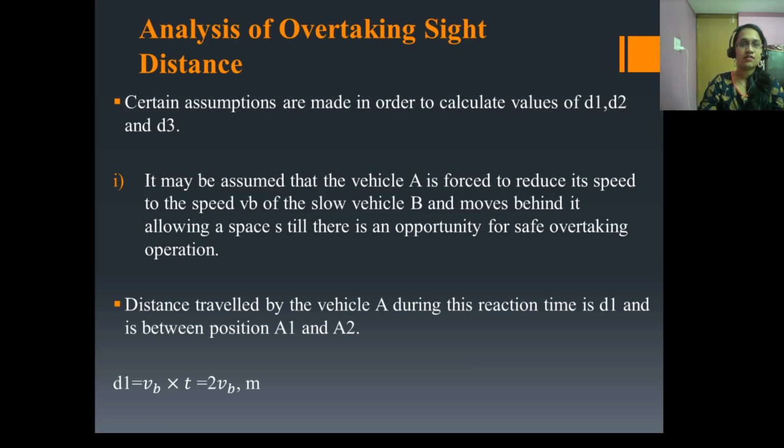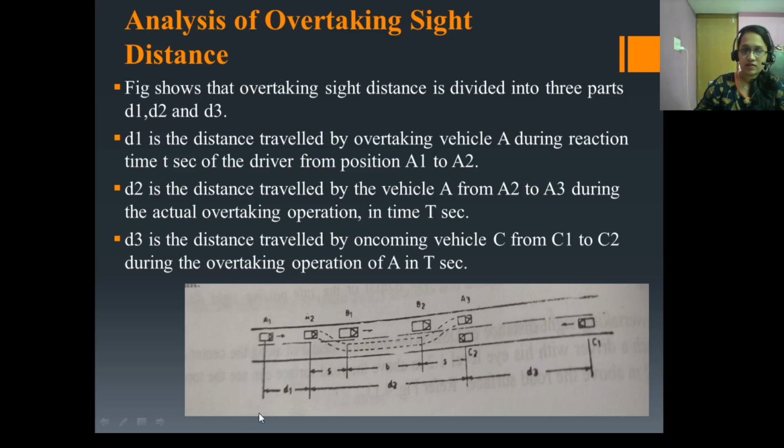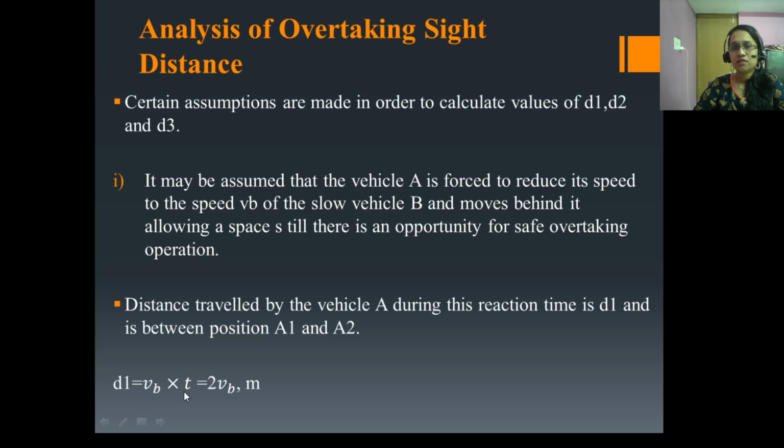Certain assumptions are made in order to calculate the values of D1, D2 and D3. It may be assumed that the vehicle A is forced to reduce its speed to the speed VB of the slow vehicle B and moves behind it, allowing a space S till there is an opportunity for safe overtaking operation. The distance traveled by the vehicle A during this reaction time is D1 and is between the position A1 and A2, as you can see in this figure. So D1 will be equal to VB into T, that is the reaction time, which equals 2 into VB.